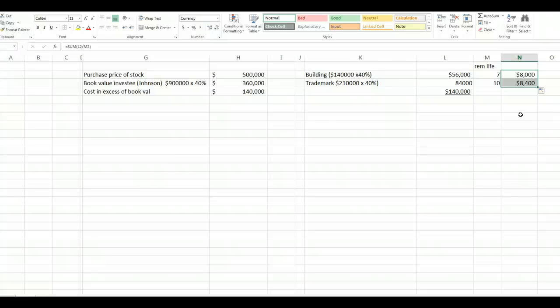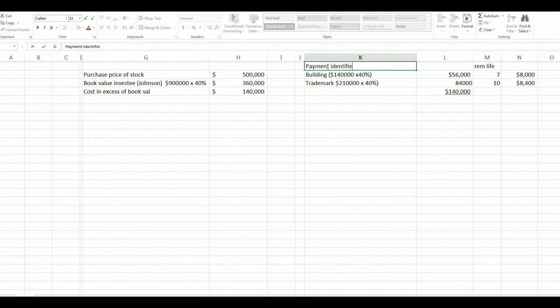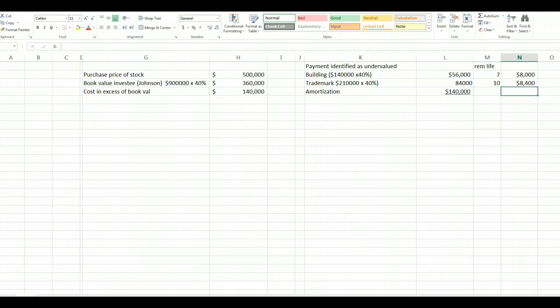How many of you guys are following me right now? Good. So we've got the allocation, what's shown as undervalued, payment identified as undervalued, and so our portion each year that we will amortize is 16,400. Do you see how we're coming up with that?